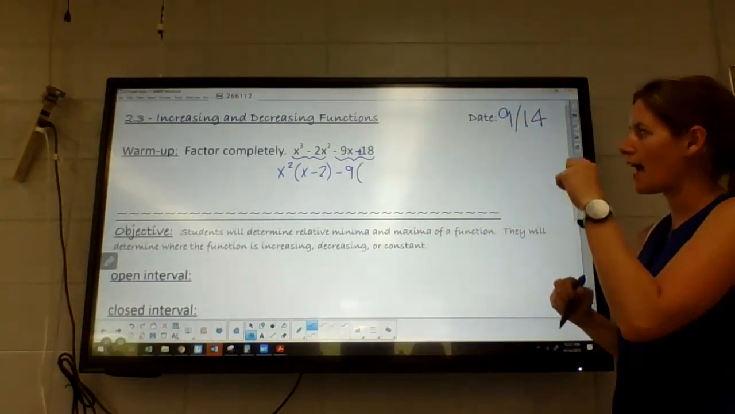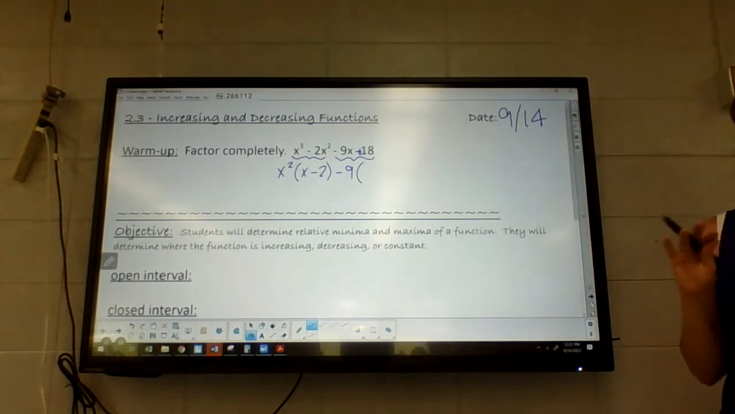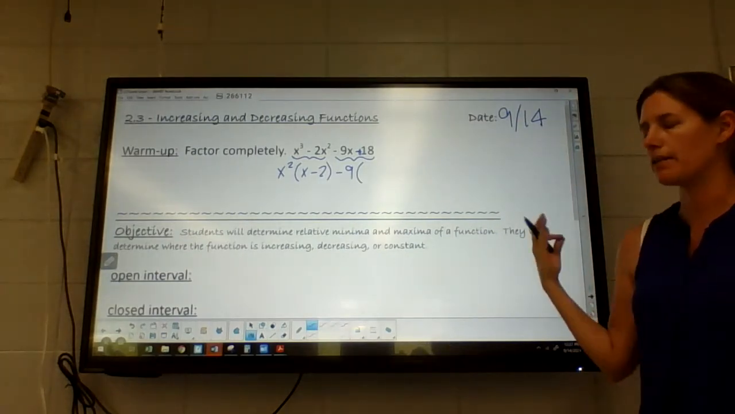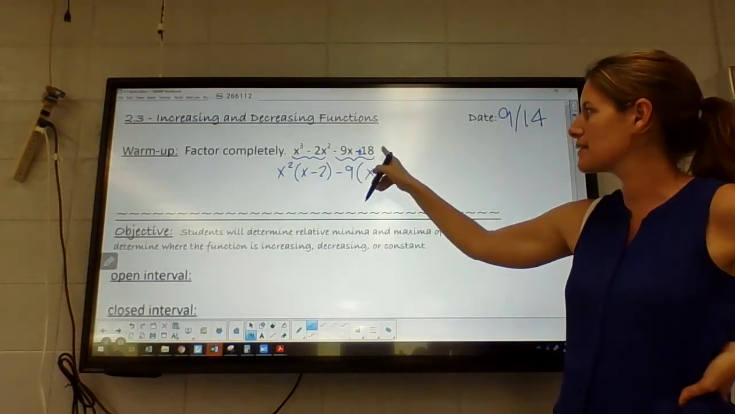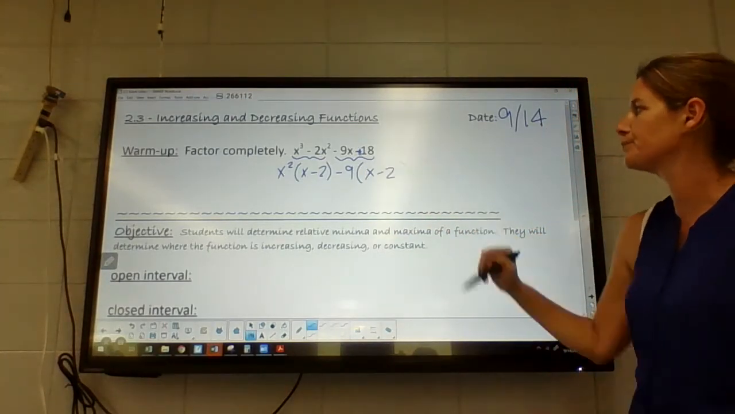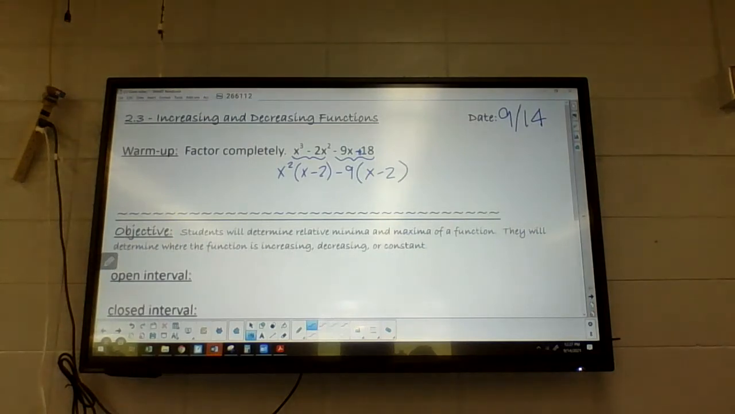The reason I had to change that sign is that otherwise they wouldn't match, and we need them to match. It's part of the trick with this. So the negative 9 pulls out, this is left as an x, that would then be a negative 2. And had that not been a positive 18, this wouldn't have worked.